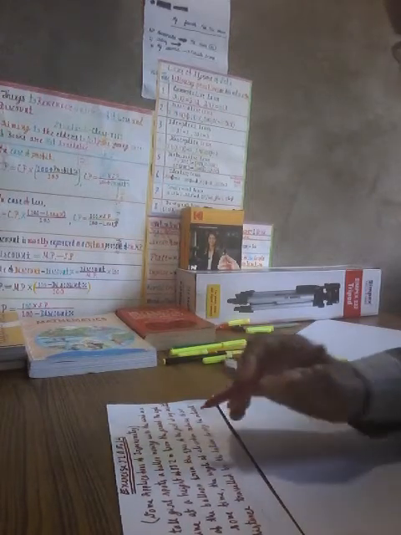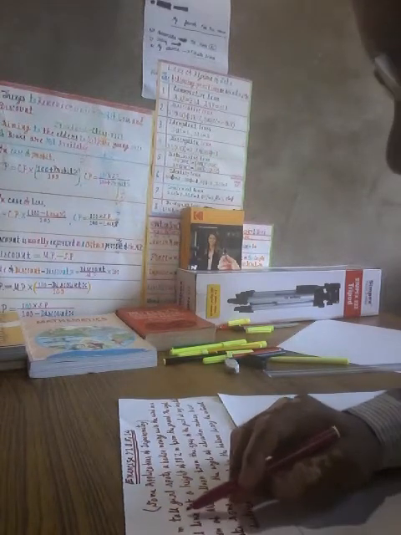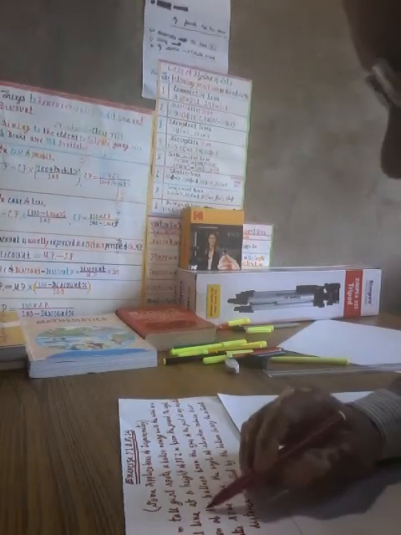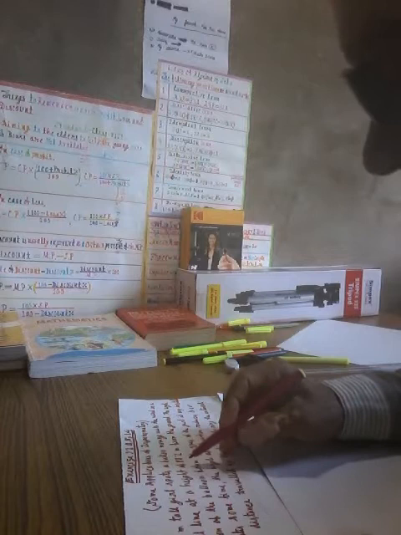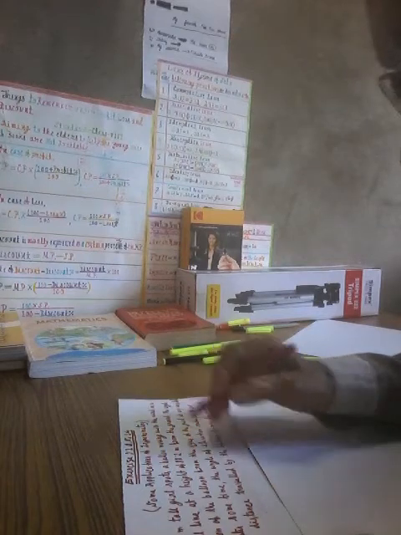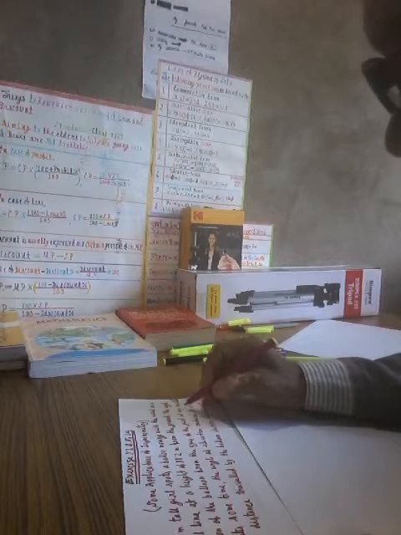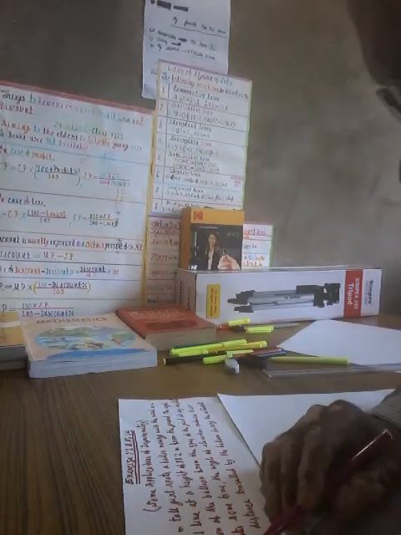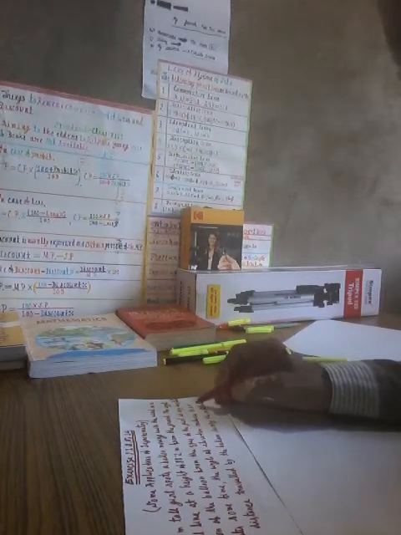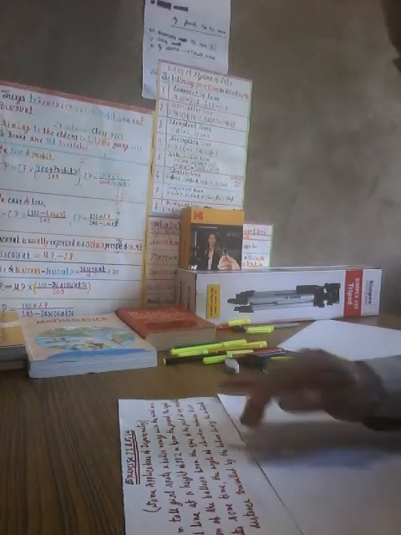Now let us see what the question says. A 1.2 meter tall girl spots a balloon moving with the wind in a horizontal line at a height of 88.2 meter from the ground. The angle of elevation of the balloon from the eyes of the girl at any instant is 60 degrees. After some time, the angle of elevation reduces to 30 degrees. Find the distance traveled by the balloon during the interval.